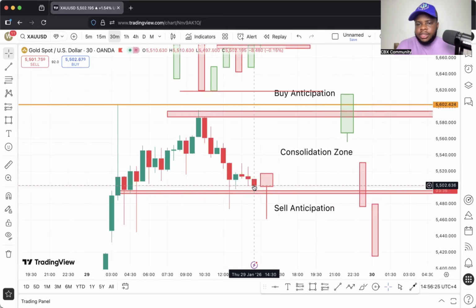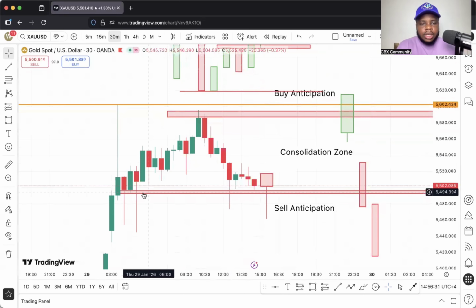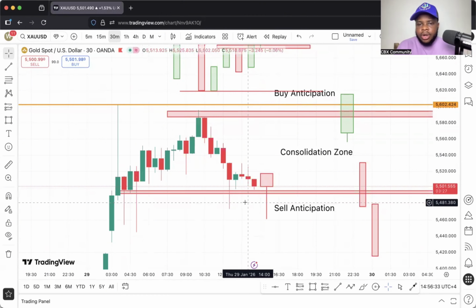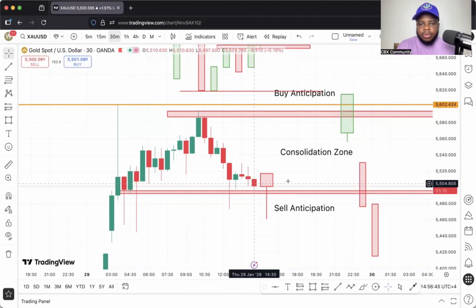This 30 minutes candle is left with 3 minutes to close. If this candle continues to get down to our support zone, I will not advise us to take a position. Let's wait. We need to wait for this 30 minutes candle to close, since it is left with 3 minutes. So let's wait and see what this candle wants to do.